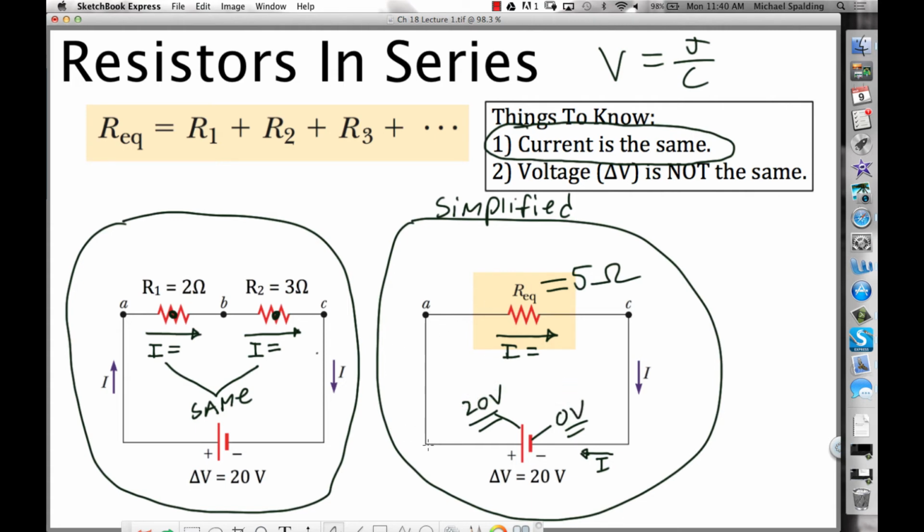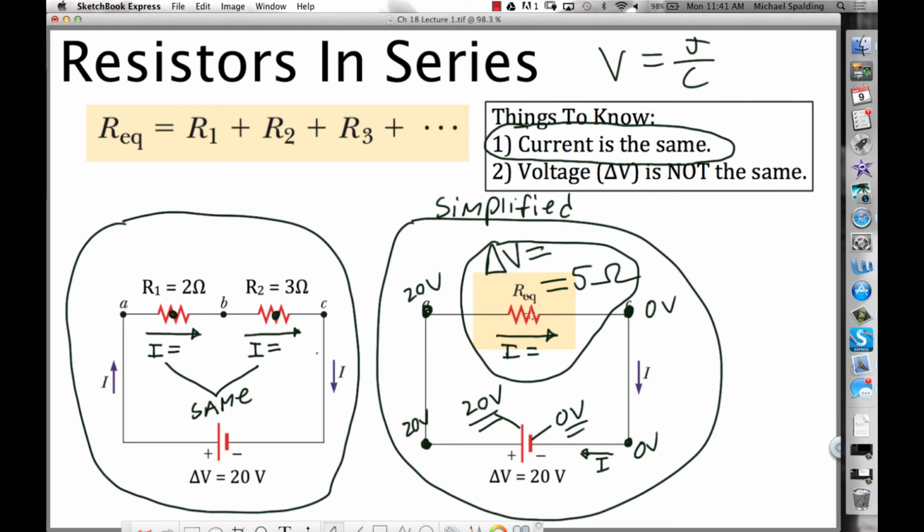So how many volts would I have right here? 20. How many volts would I have up here? 20. Let's do the other side. How many volts over here? 0. How many volts right here? 0. So notice, as the current goes through the battery, it's a voltage gain. As the current goes through the resistor, it's a voltage loss. What is the voltage loss? What's the delta V across this resistor right here?